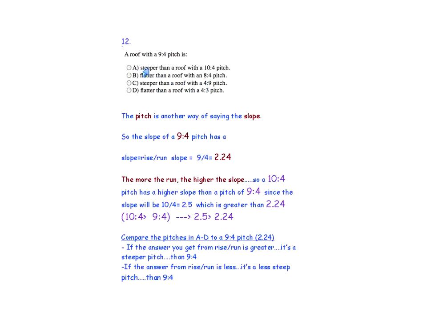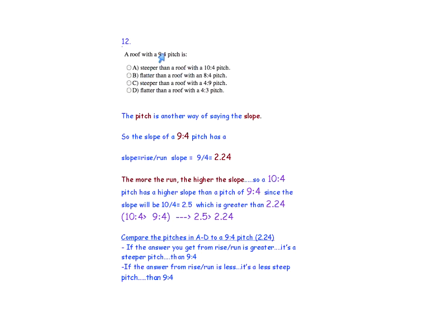So, for instance, it gives you different possibilities, like saying the 9 to 4 pitch is steeper than a roof with a 10 to 4 pitch. Is that true? Well, if it was steeper, the slope would be greater. So we would find what this slope is as a decimal, and what this slope is as a decimal, and then we could figure out if this statement is true.